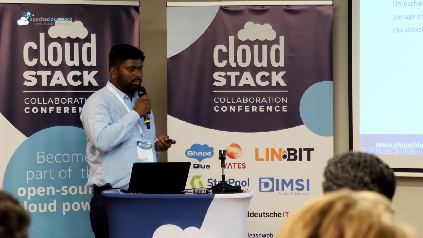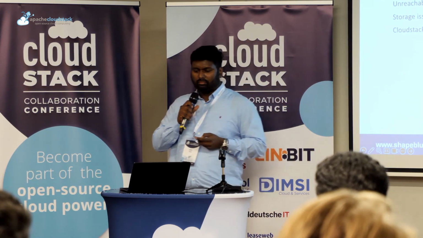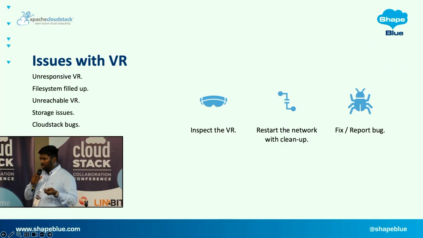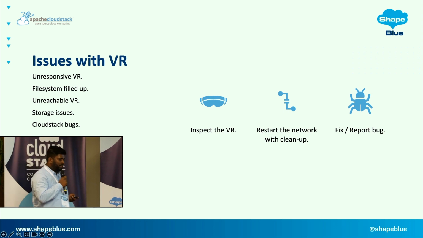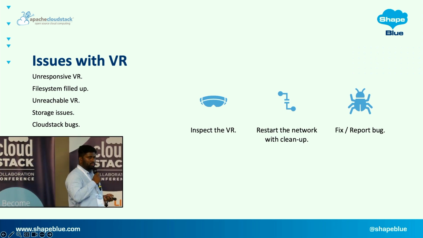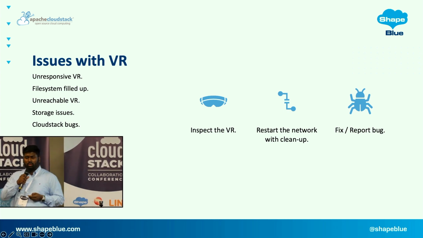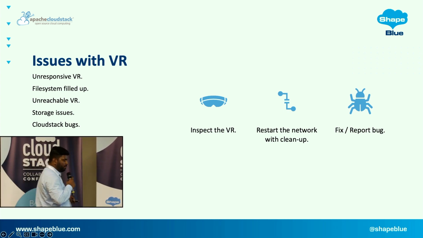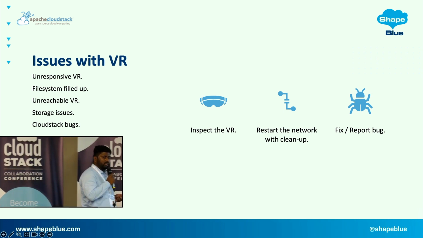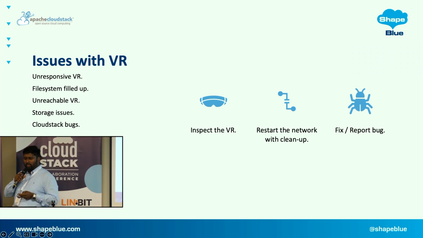And your virtual router could become unreachable from the management server for different reasons. Any underlying storage issues with the primary storage where the virtual router is running could result in the virtual router going unresponsive or crashing, and it affects not only your current instance deployment, but all of your network as well. And there could be bugs in CloudStack that could affect the virtual router specifically as well.